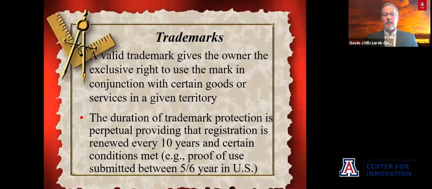So what does a trademark give you? Well, it gives you the rights to use in a particular territory a trademark in conjunction with certain goods or services that you specify in your application for registration. The duration is for 10 years and potentially they last forever.